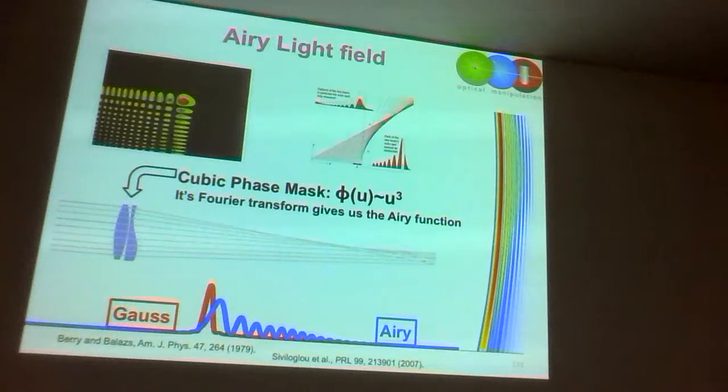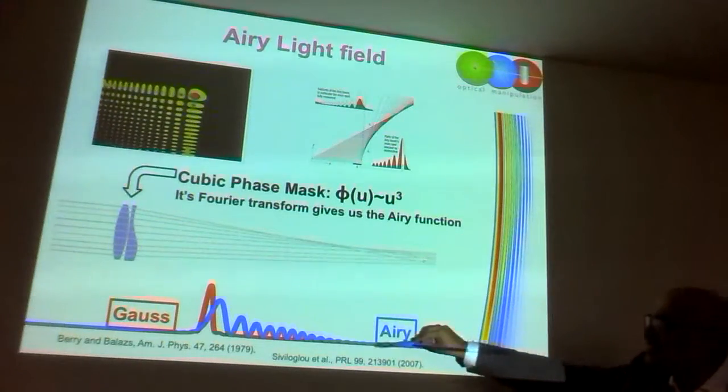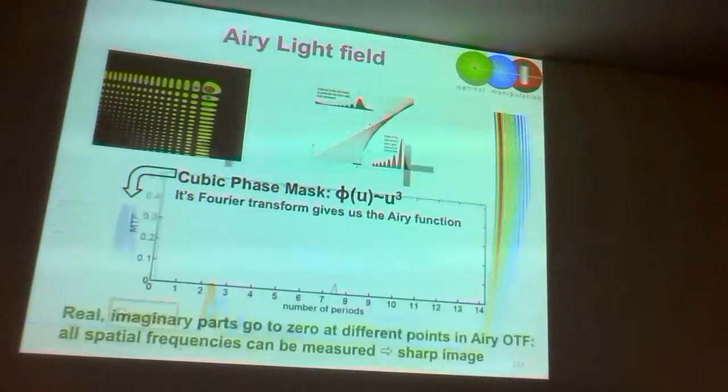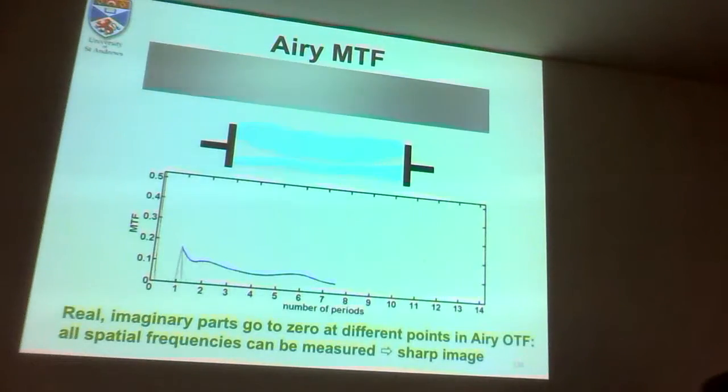What does this beam look like? We've already seen it, and this is the beam here. It's just distributing the power equally. And if you do the OTF in this asymmetric thing, you find it has a real and imaginary part, but the exciting thing is that it goes to zero at different times. So some part of the beam always contributes to the image formation. So we can measure all the spatial frequencies.